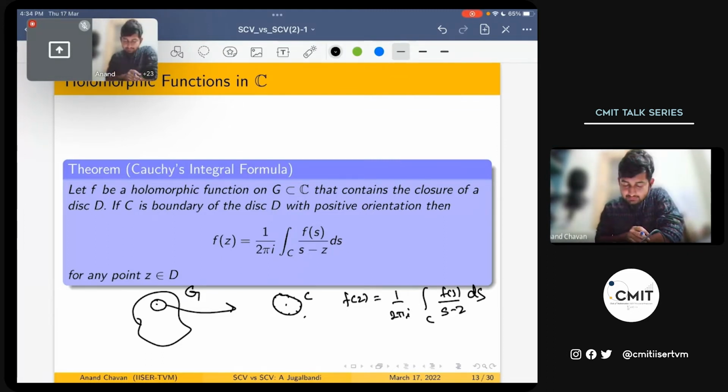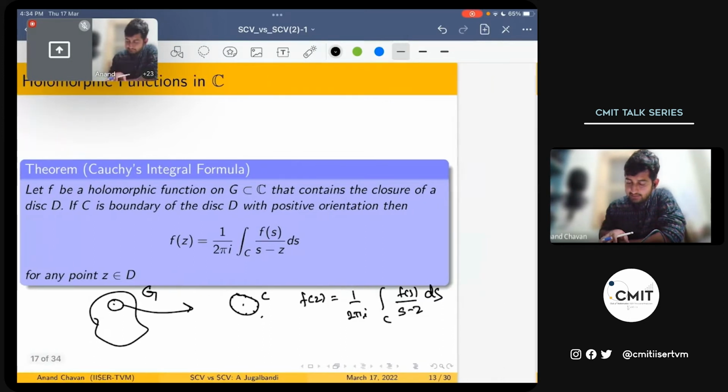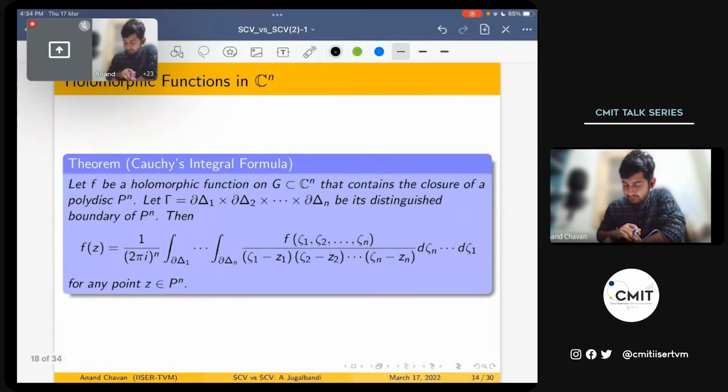Can we have such a formula in higher complex dimensions or not? The answer is yes. We have such a formula. To state it formally, let f be a holomorphic function on G that contains the closure of a polydisk. Now here, instead of a disk, we are considering a polydisk. Let gamma be the Cartesian product of the n boundaries of the polydisk, which are basically circles, the distinguished boundary as we have defined earlier.